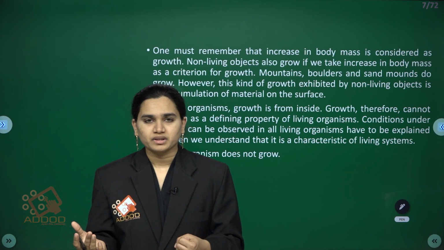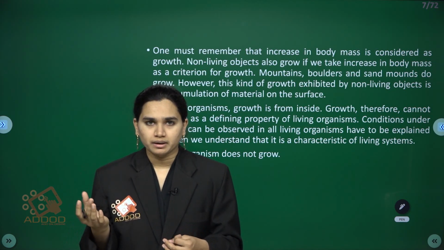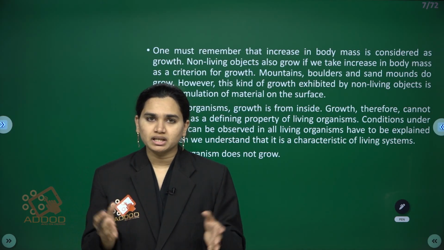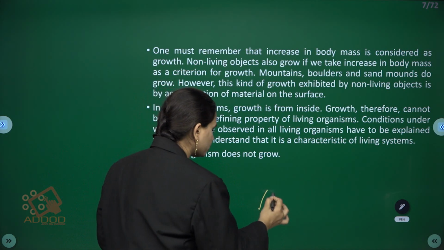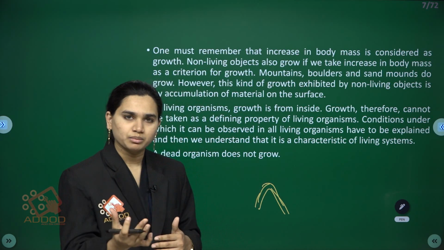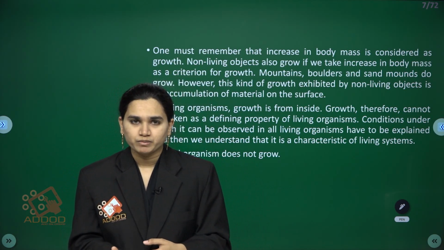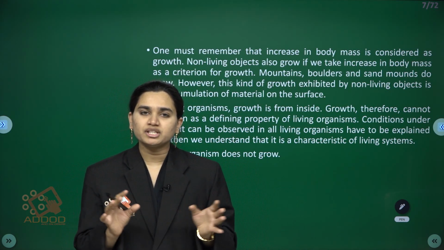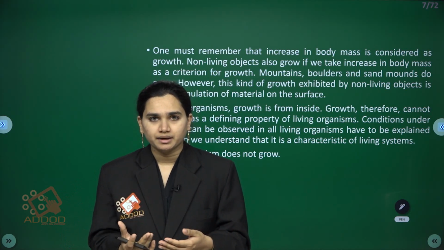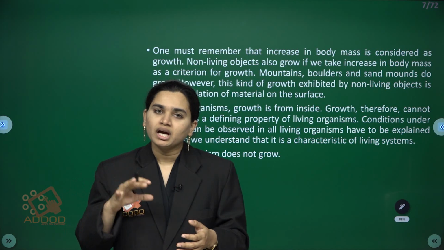Can you call it growth? You can't call it growth in that case, because this happens only from outside. In non-living objects, growth occurs only from the outside, that is, deposition of material takes place only from outside. If these are mountains or something, when growth is occurring in them, the materials are getting deposited on the outside. Hence their mass keeps on increasing. Whereas in the case of living organisms, growth occurs from inside. That is the defining property that differentiates between living and non-living individuals. In living organisms, growth occurs from inside, whereas in non-living objects, growth occurs due to deposition of substances on the outside.